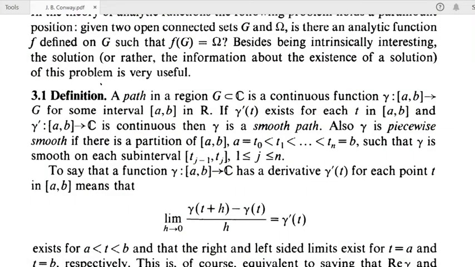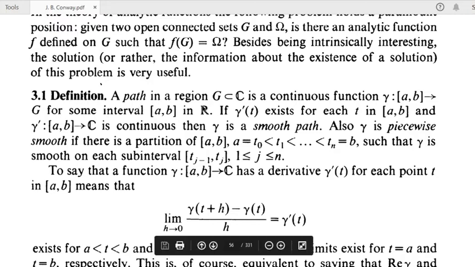In this video, we will just see how to define a path in the complex plane, as well as a kind of introduction before we define Mobius transformations. So the first definition is of a path.